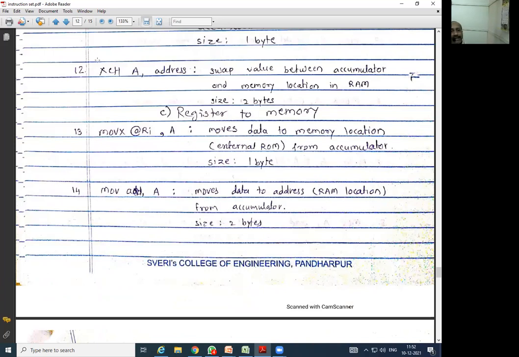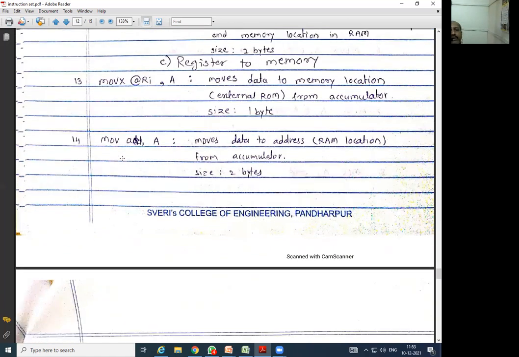Similar, that is XCH A, address. So it is just swapping the accumulator data and the memory location in RAM. RAM म्हणजे internal, कधी लक्षात ठेवा. RAM is denoted by this particular internal address.